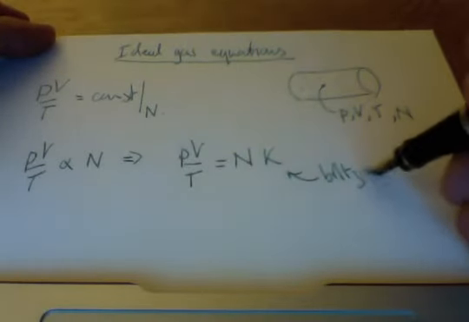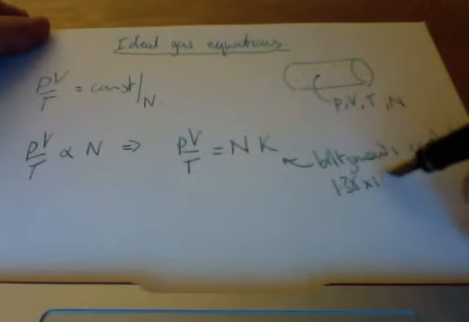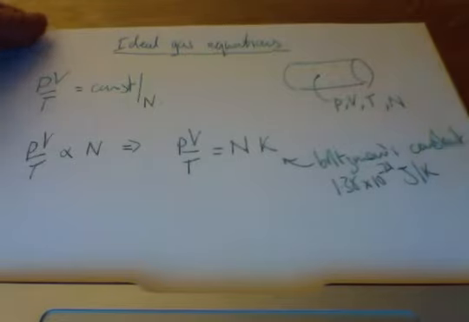is k, which is very famous. It's Boltzmann's constant. And it's given a figure of 1.38 times 10 to the minus 23 joules per Kelvin. Remember, this temperature that we've taken here is in Kelvin.